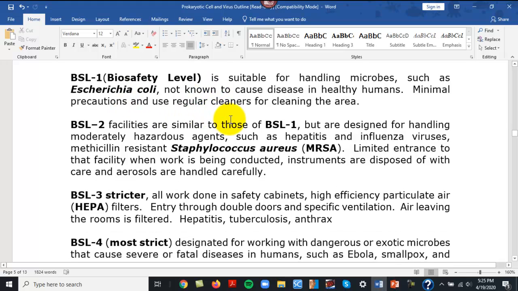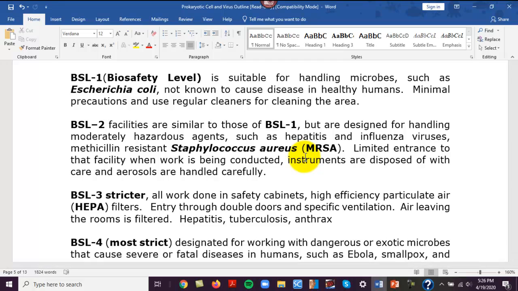A BSL-2, they are designed for handling hazardous agents, limited entrance to the facility. When work is being conducted, instruments are disposed of with care. Aerosols are handled carefully. Could maybe do that in a college as well, but you're working with things like MRSA, methicillin-resistant Staph aureus. You have to be much more careful.